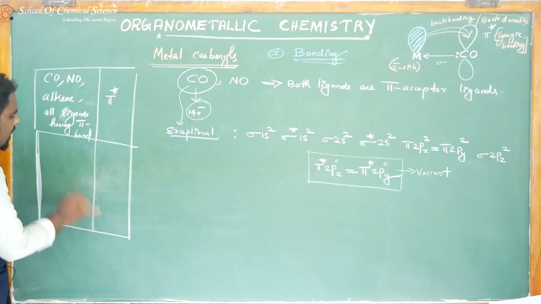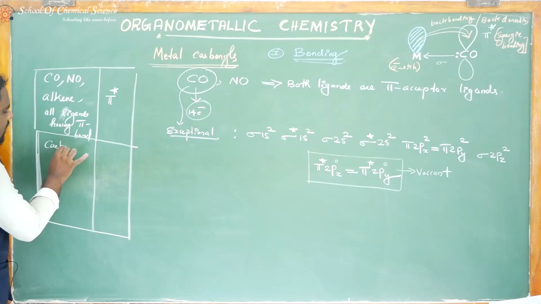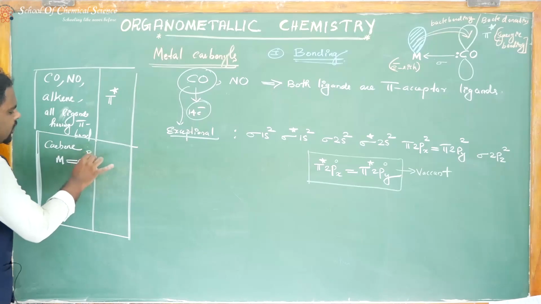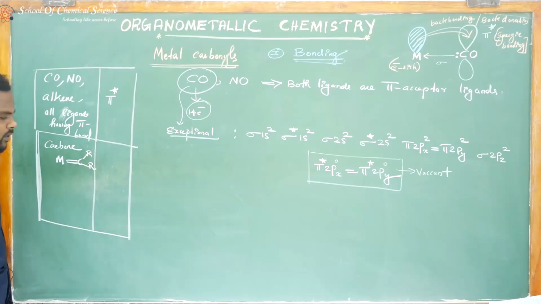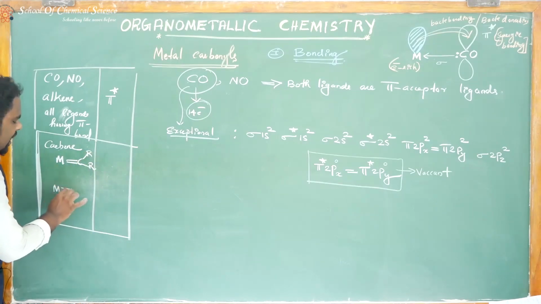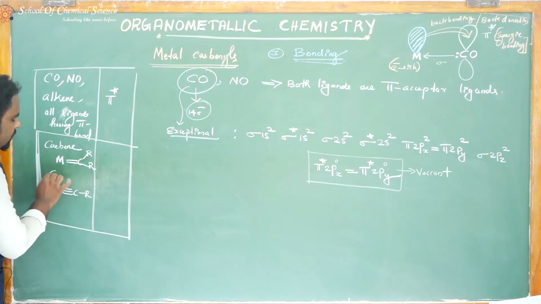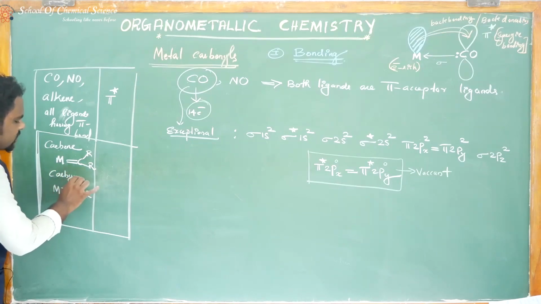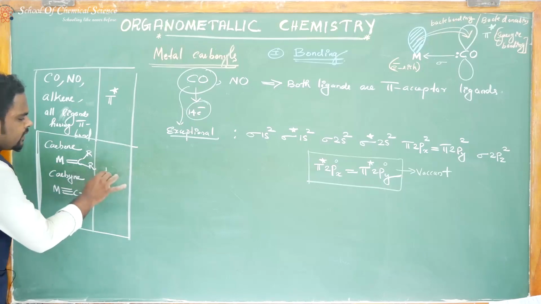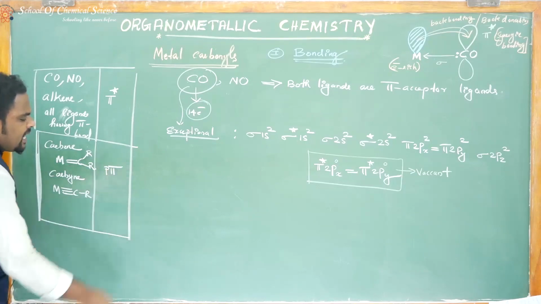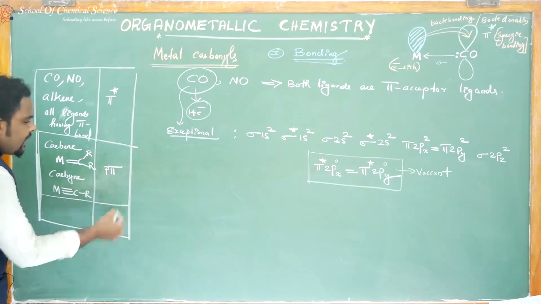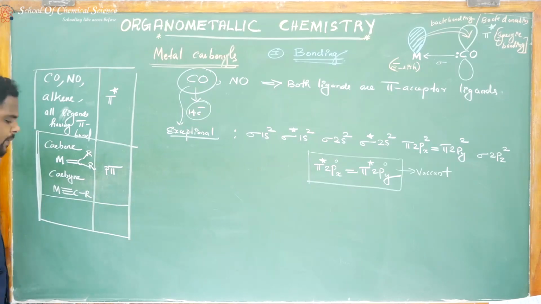But in the case of carbene, metal double bond carbon is called carbene, and carbyne is metal triple bond carbon. In the case of carbene and carbyne, the vacant orbital is the p pi orbital. Okay, p pi, not pi star.